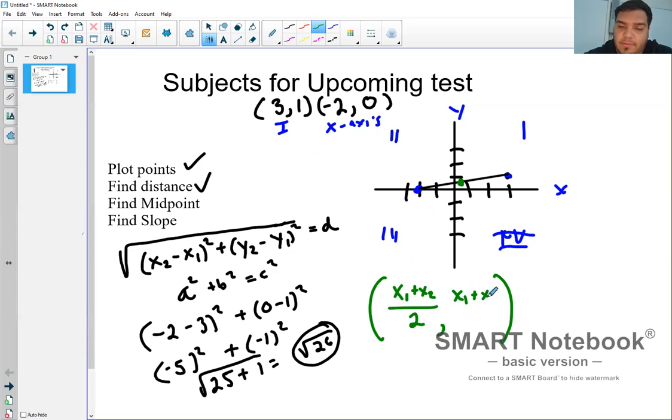x1 plus x2 over 2. But again, the formula is really basic. All you have to do is find the middle point of this. So XX, my bad, it should be YY: y1 plus y2. But again, you're just asking what's the middle between 3 and -2? And what's the middle between 0 and 1?